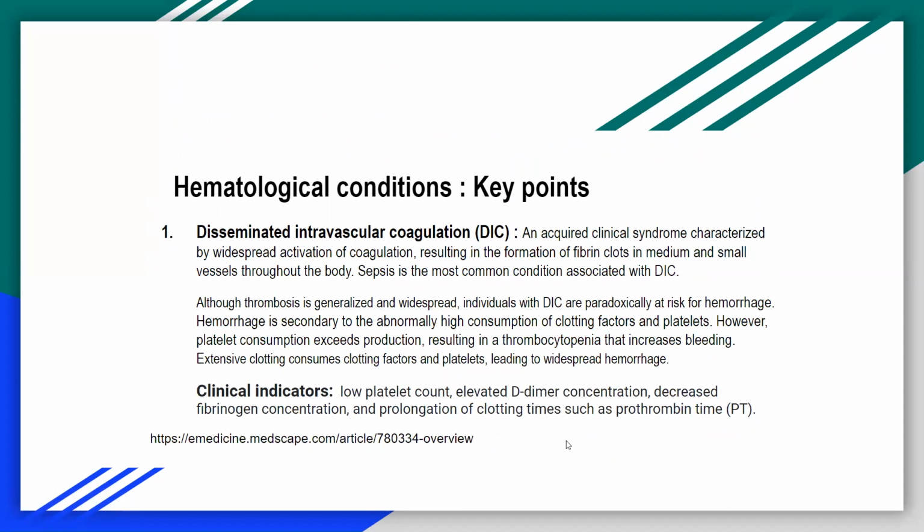And we have 2 hematological conditions. The key points are listed in these slides. DIC is often seen in the hospitals and clinical settings. You have to know how to diagnose them, the low platelet count, elevated D-dimer, and decreased fibrinogen, and prolonged clotting times. This is very important.